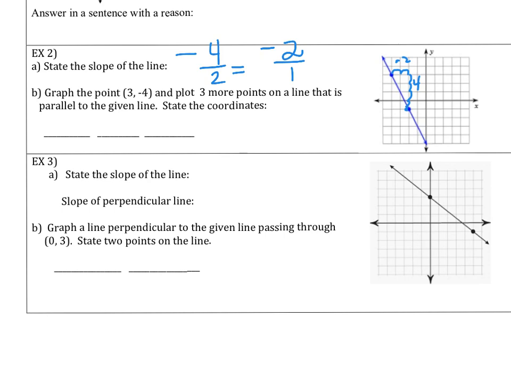So if you look here, you're going to also move up 2 to the right 1. Up 2 to the right 1. So you're still on that same line.